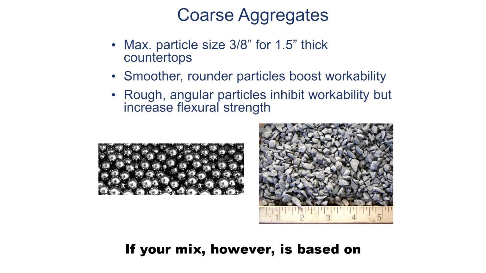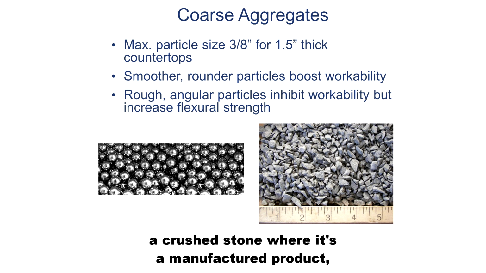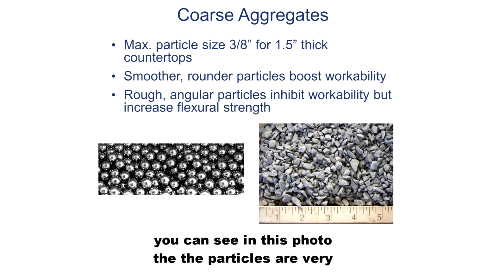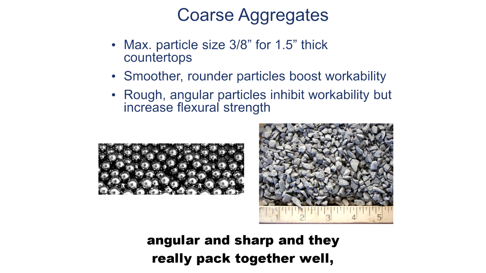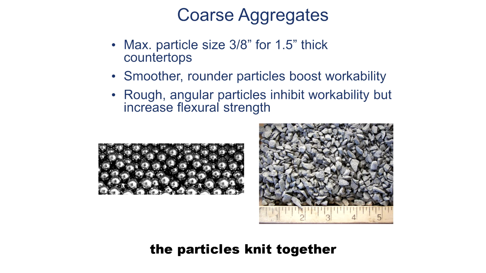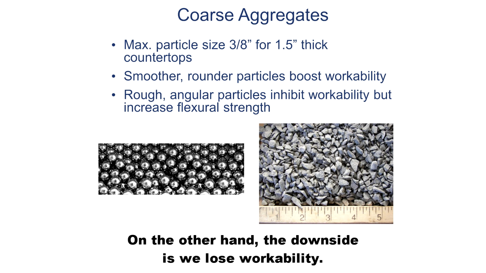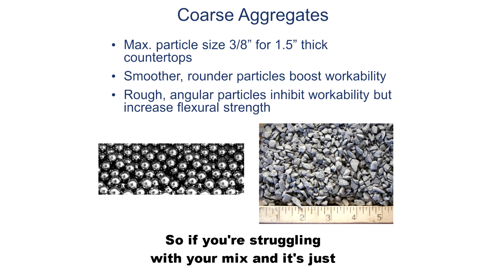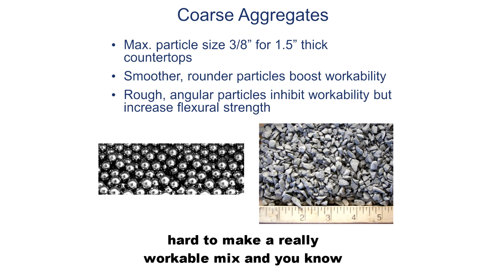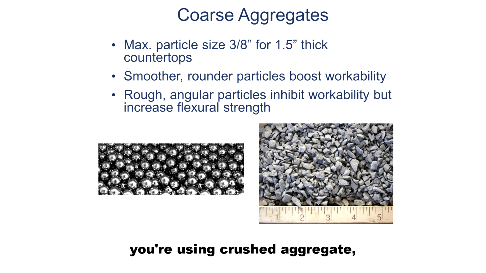If your mix, however, is based on a crushed stone, where it's a manufactured product, you can see in this photo the particles are very angular and sharp, and they really pack together well. The particles knit together, and because of that we get higher strengths. On the other hand, the downside is we lose workability. So if you're struggling with your mix and it's just hard to make a really workable mix, and you know you're using crushed aggregate, the reason is the particles are knitting together very efficiently, and that's a potential limitation of working with crushed stone.